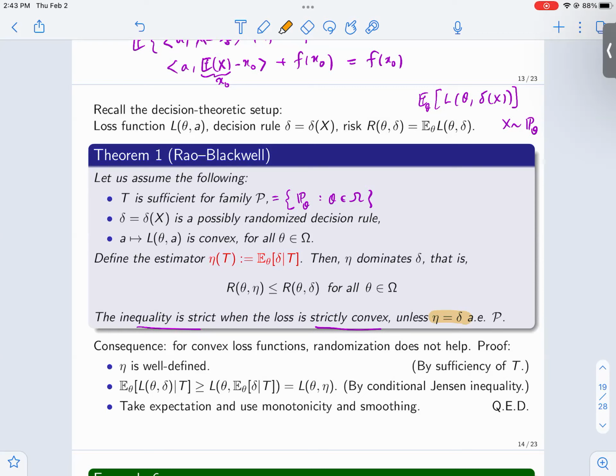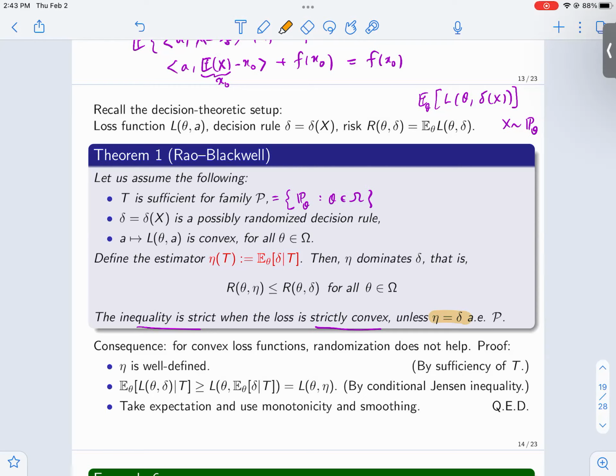So this is a sort of weak dominance: this is as good as delta. If this happens, I really don't need delta. But it could be that they're equal. If this inequality holds, and at one value of theta it's strict, then eta would make delta inadmissible, because it would be as good as delta everywhere, and at one point strictly better. So then we really can discard delta.